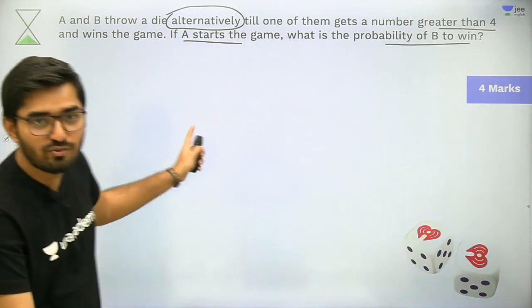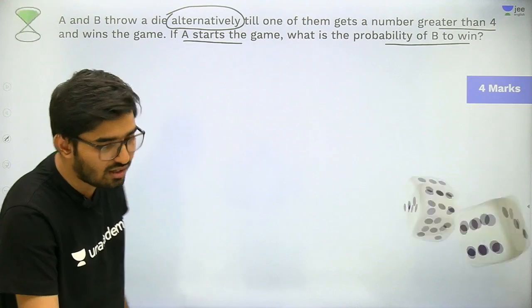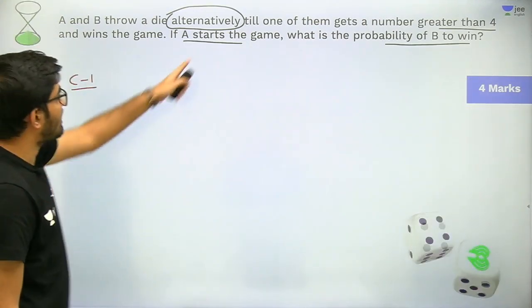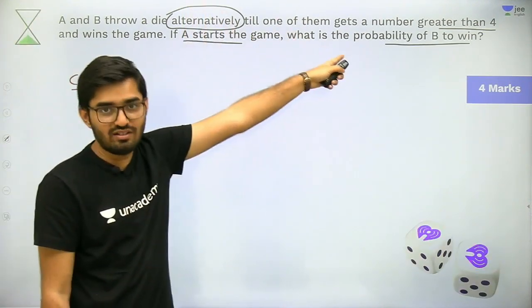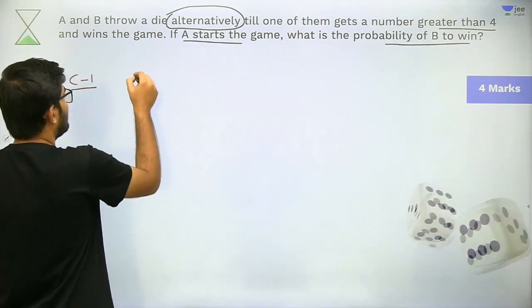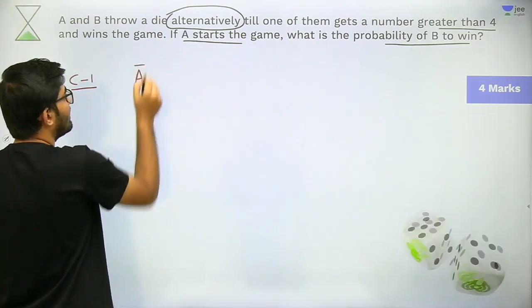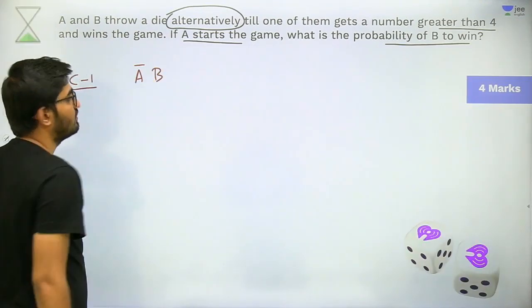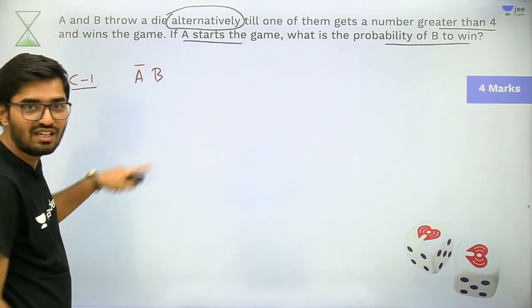Okay, this type of question is very, very important for your board exams. So what are the cases? Case 1: since A is starting and we want B to win, I am calculating the probability that B will win. First case, let's say A is throwing, A did not get a number greater than 4, so A bar, and then B got a number greater than 4, so B. This is the first case in which B can win.